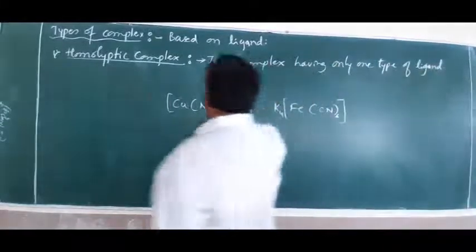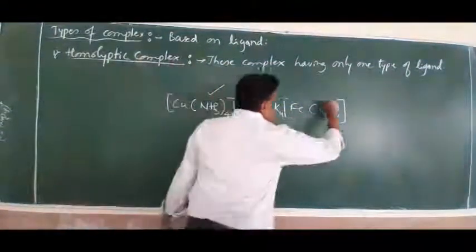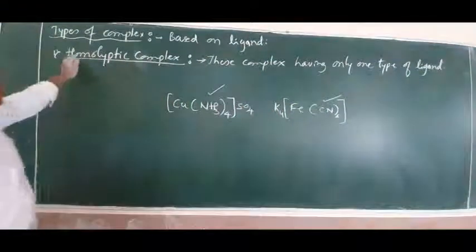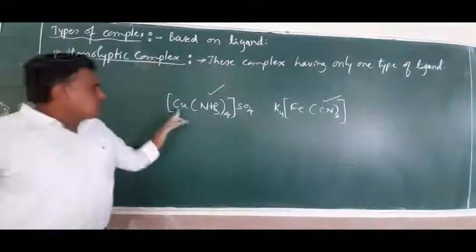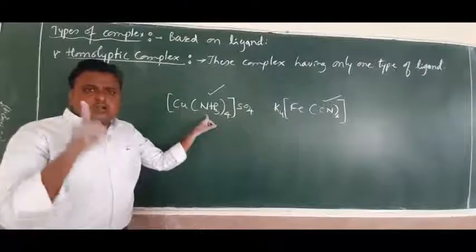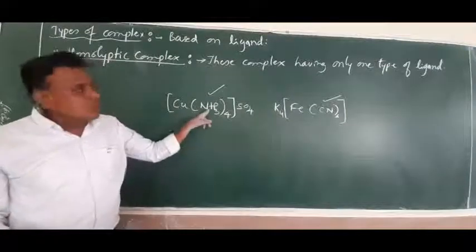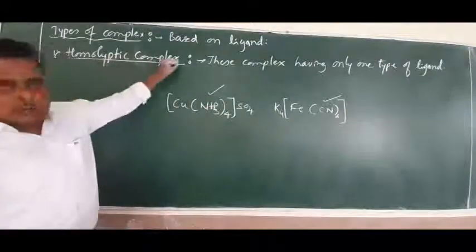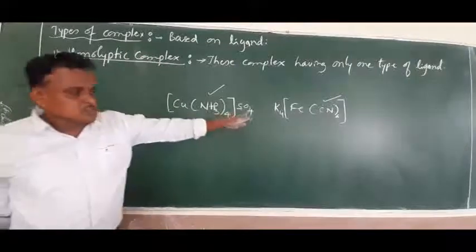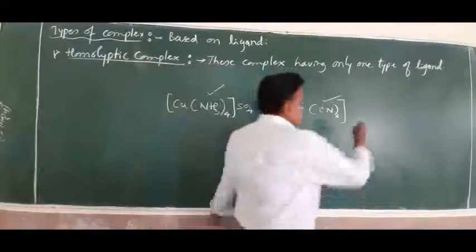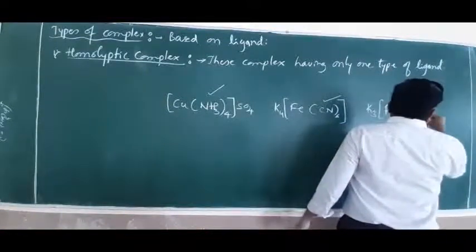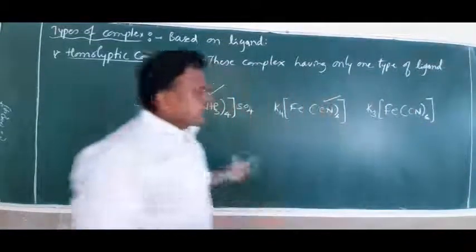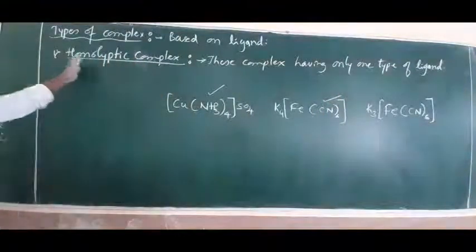Yes, ammonia is only one type of ligand, cyanide is only one type of ligand. What are homoleptic complexes? Homoleptic complexes are complexes involving a central metal which is surrounded by only one type of ligand. Example, Cu(NH3)4 SO4 or K4 Fe(CN)6 or K3 Fe(CN)6. Any such complex comes under homoleptic.